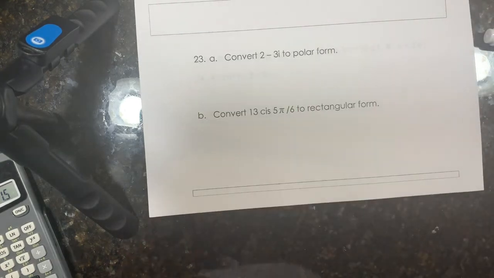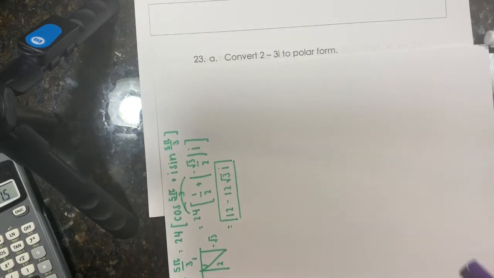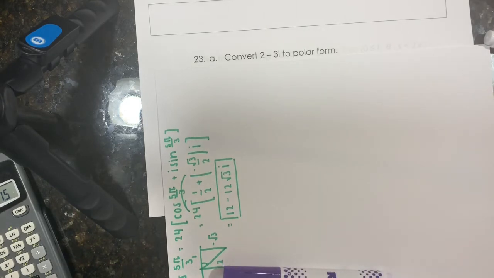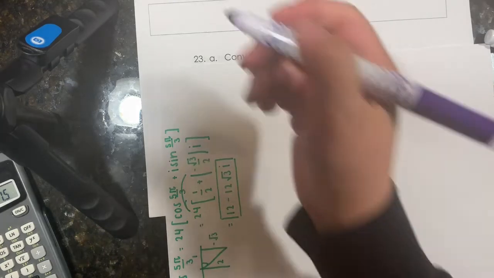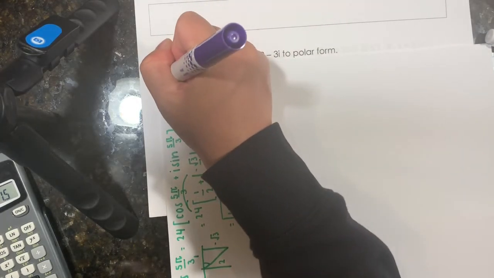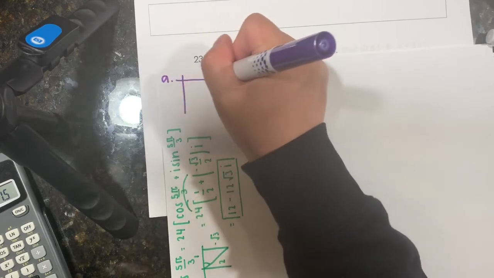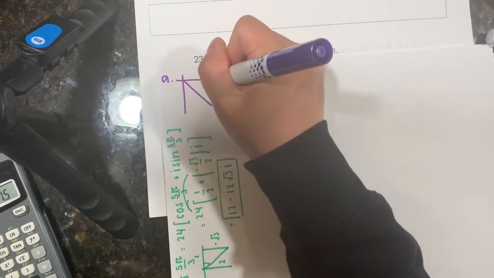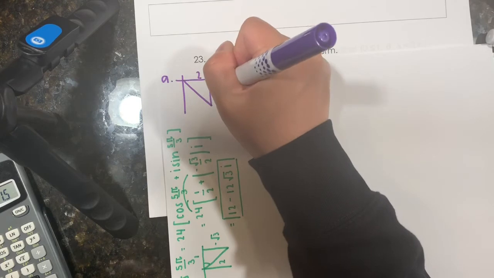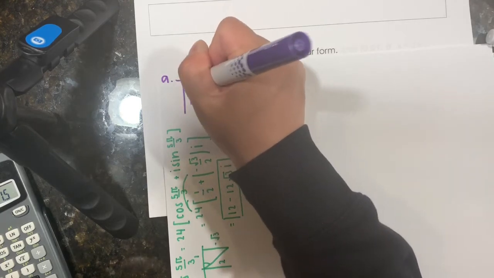Now looking at number 23A, the first thing that I'm going to do is, because the whole number is positive, that means it's going to the right of the origin. Because the i is negative, it's going to go down. So that means we're going to end up in quadrant 4. So this would be 2, 3, hypotenuse, angle.